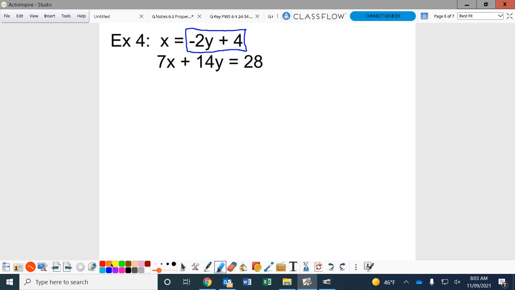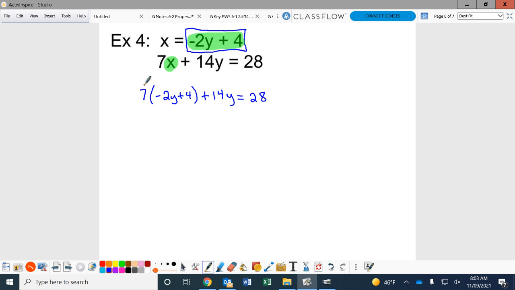So again, let's show you through highlighting. We're going to plug this into here. Why do I plug it in there? Because it's the x equals. I'm plugging it in for x. That x is going to go away, and it's now going to be 7 times in parentheses negative 2y plus 4 plus 14y equals 28. Again, that x goes away, and this goes in its spot.